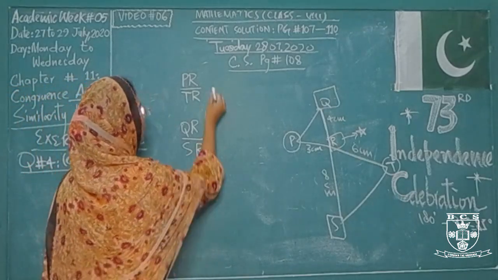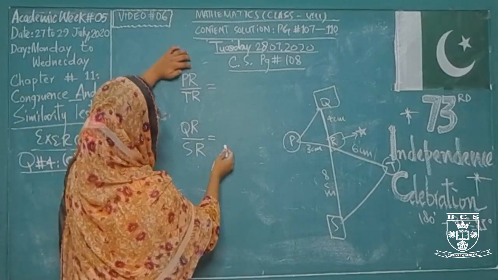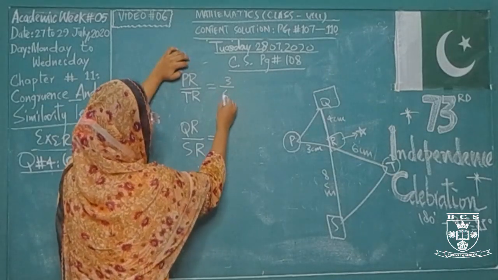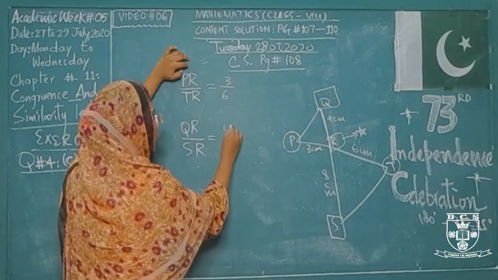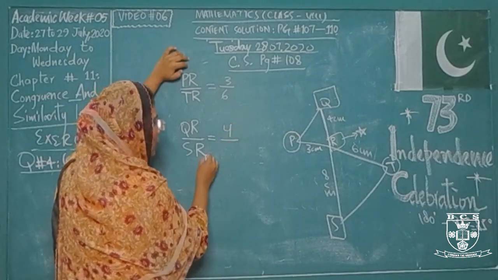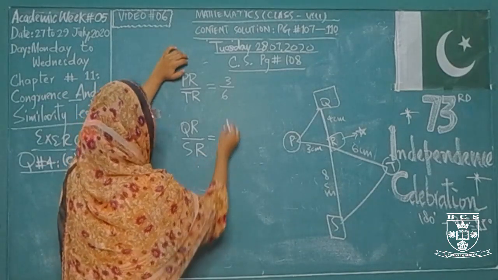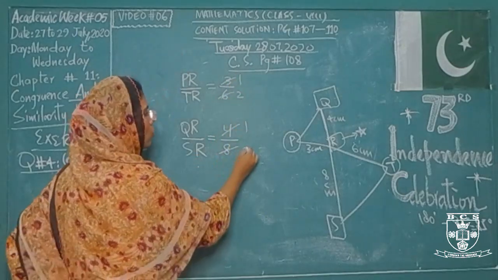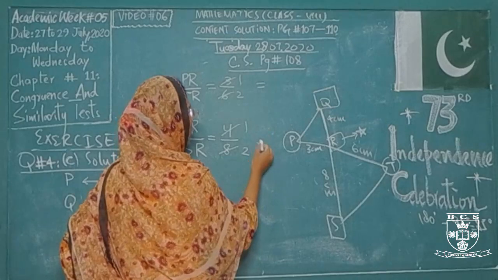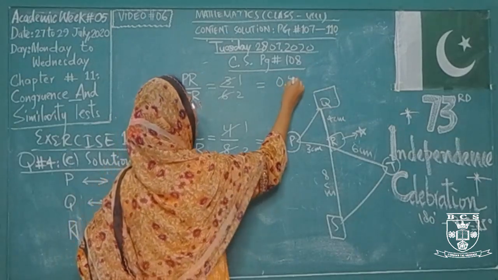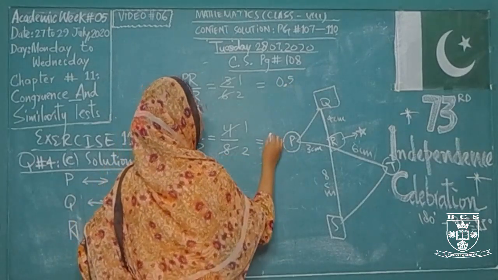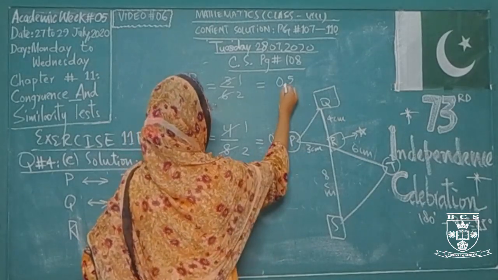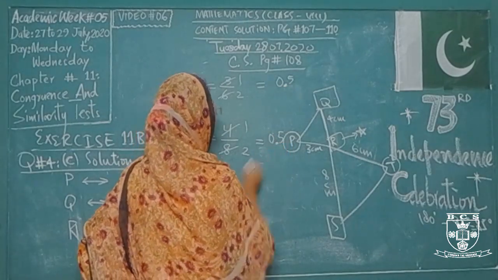Now these are equal. The measurement of PR is 3. The measurement of TR is 6. Here we are having the measurement of QR as 4, and for the SR we are having the measurement 8 cm. 3 ones are 3, 3 twos are 6, 4 ones are 4, 4 twos are 8. So we are having the answer as 0.5 and also 0.5. So the two sides are equal by their ratios.